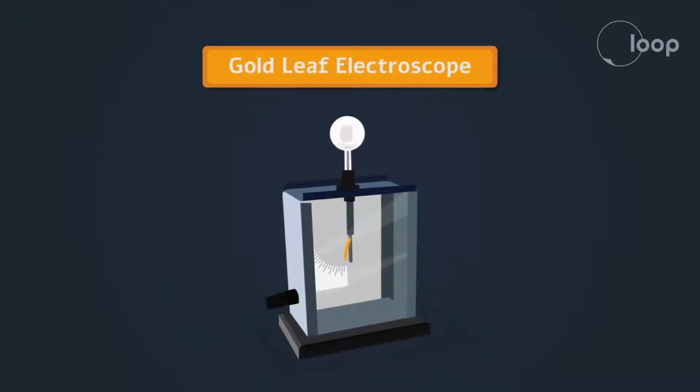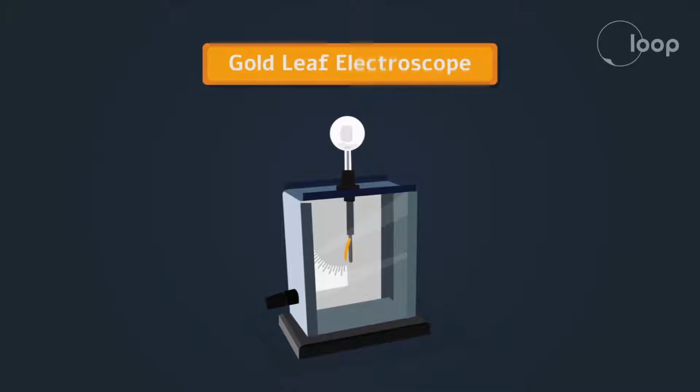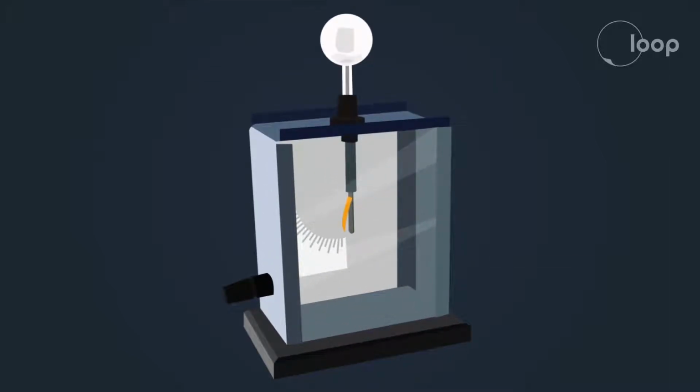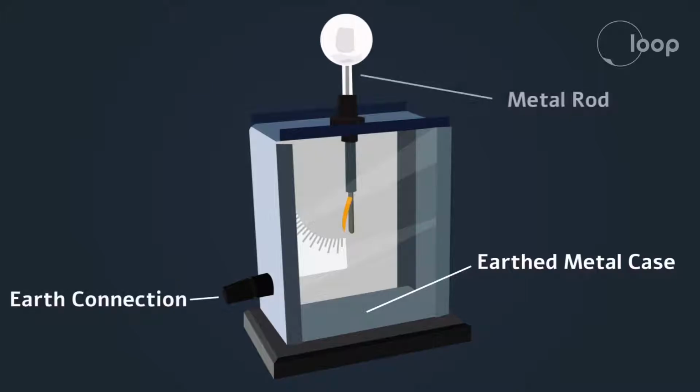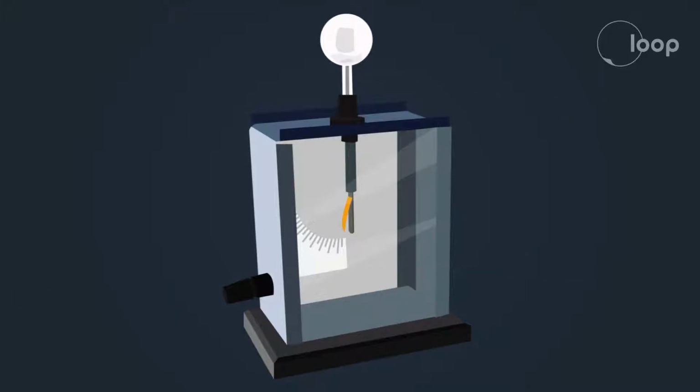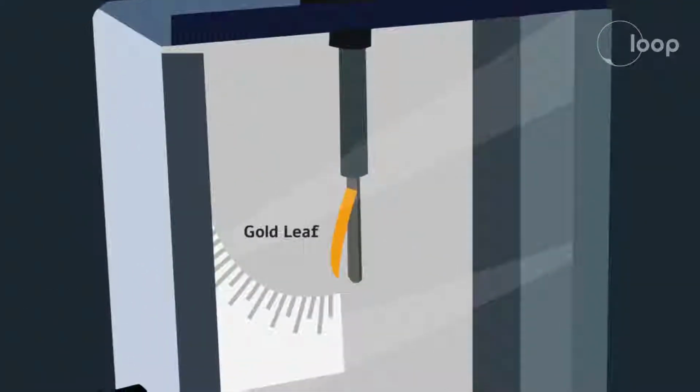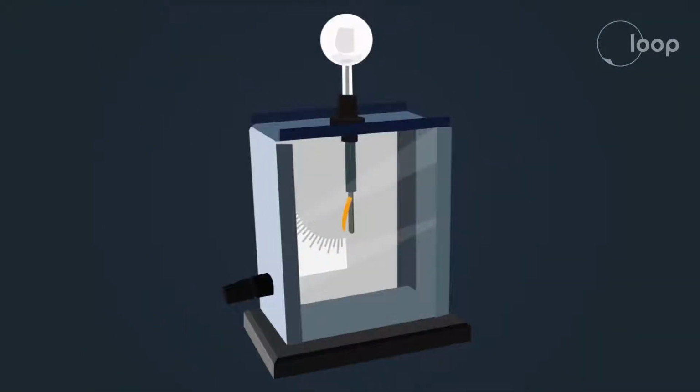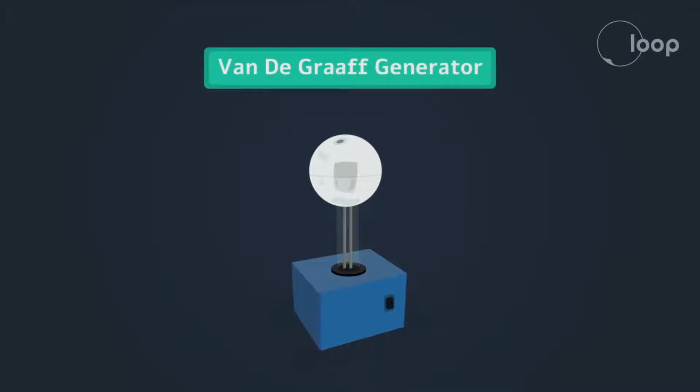Static electricity can be observed in labs using a gold leaf electroscope. An electroscope consists of an earthed metal case, inside which a metal rod is connected to a metal plate. A piece of gold leaf is attached to the other end of the metal rod. When the metal plate becomes charged, the charge spreads out through the metal rod and the gold leaf. The metal rod and the gold leaf gain the same charge, so the thin gold leaf is repelled from the rod and sticks out.